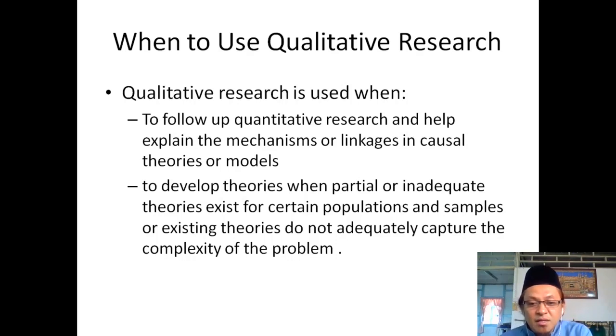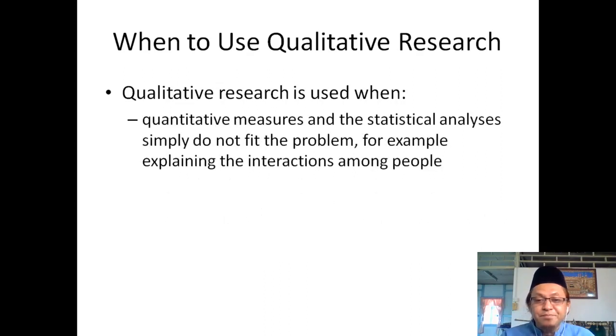And this is the most common one, especially when you are doing grounded theory, is that you want to develop theories because the existing one is not enough. The existing one is inadequate, or there isn't any theory that is suitable to actually represent the phenomenon that you want to study. So because of that reason, qualitative research is, of course, the only option that you have to develop the theory.